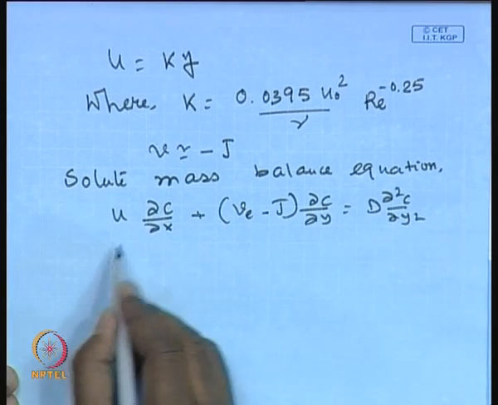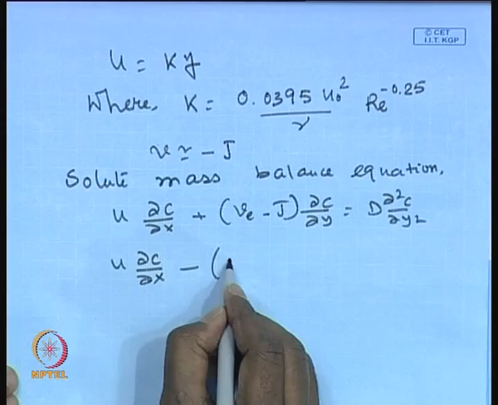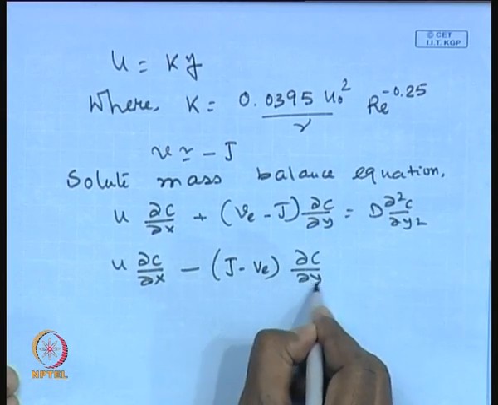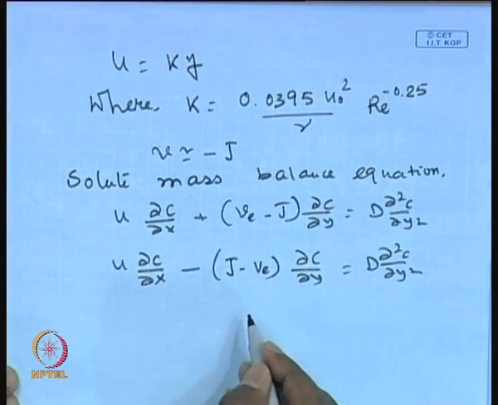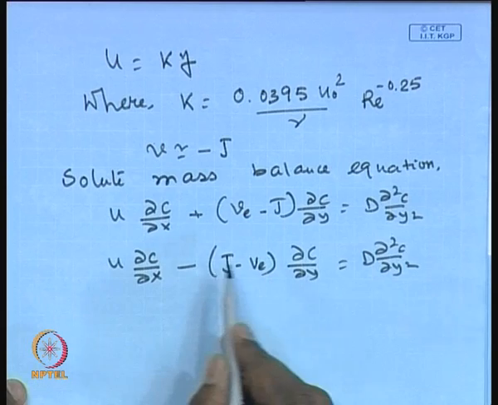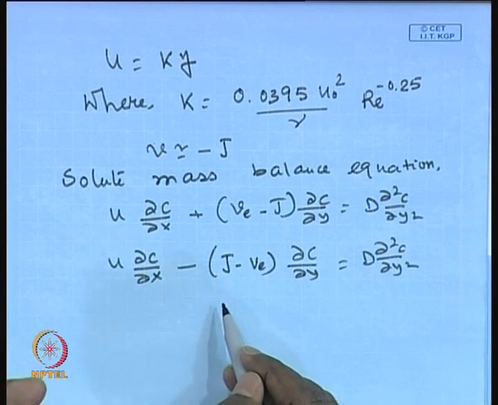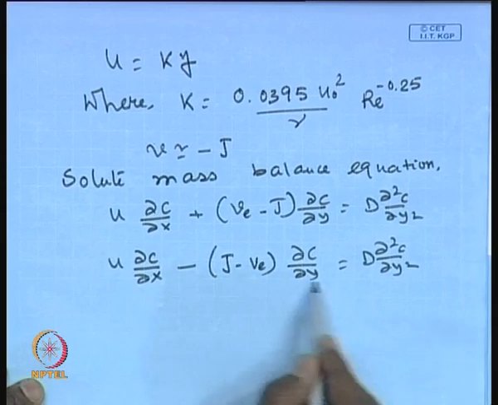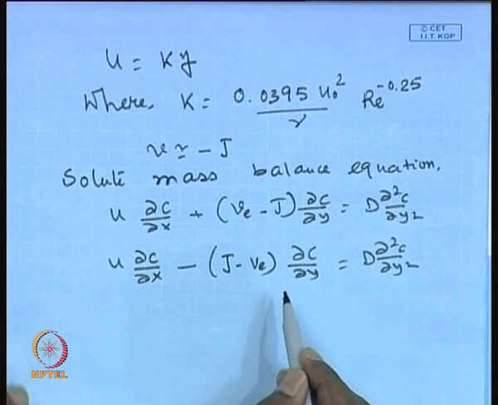Okay. So, U del C del x minus J minus V E del C del y is equal to D del square C del y square. If you remember, the governing equation of solute mass balance within the mass transfer boundary layer without any external electric field, if you put the value of V E equal to 0, you get back your governing equation when there was no electric field. Okay.